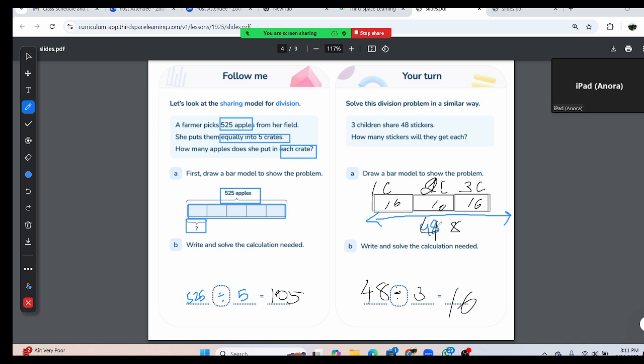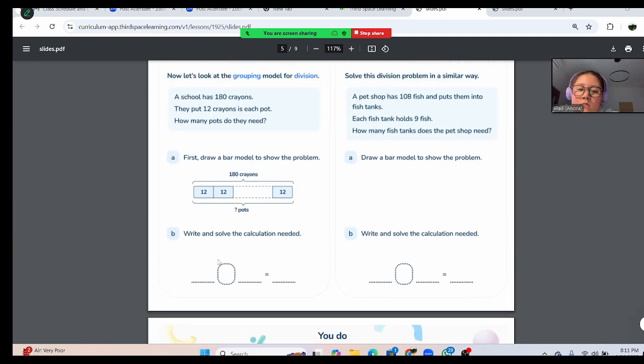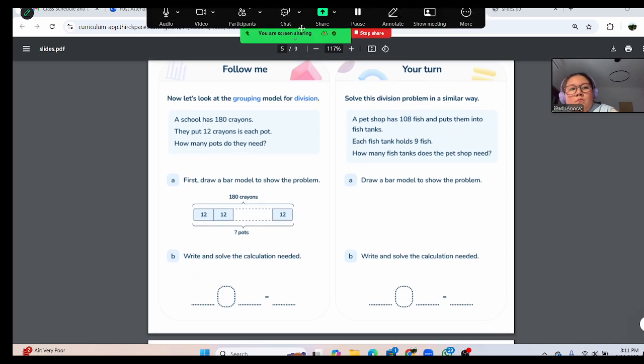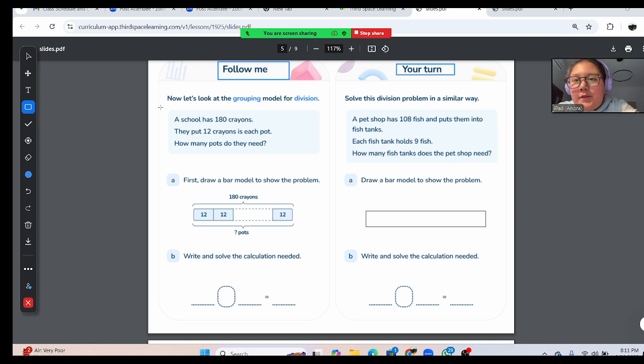Very good. Correct. That means each child will get 16 stickers, right? Okay, perfect. Try these ones. Follow me and then you, and because you are able to do so, do both of them. Okay. Crayon.